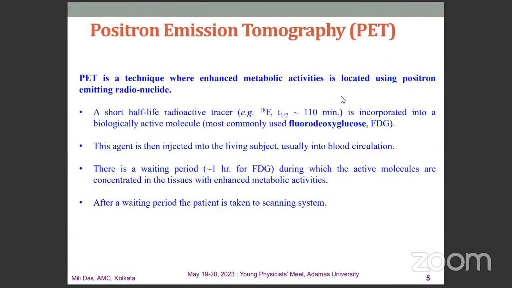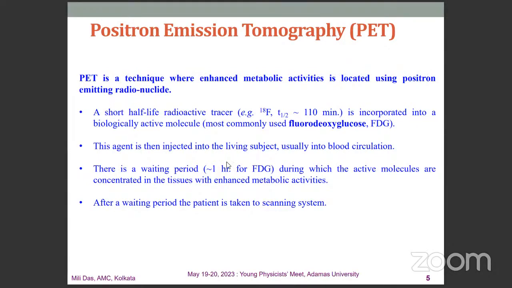Now the next thing is positron emission tomography, PET in abbreviated form. PET is a technique where enhanced metabolic activity is located using a positron-emitting radionuclide. What type of radionuclide do we use? A short half-life radioactive tracer, like 18 fluorine, whose half-life is roughly 2 hours, incorporated into a biologically active molecule, most commonly fluorodeoxyglucose, called FDG. This agent is then injected into the living subject, that means into our body.